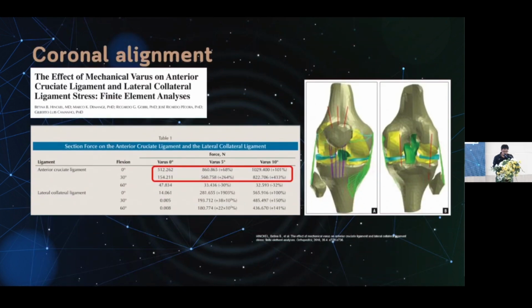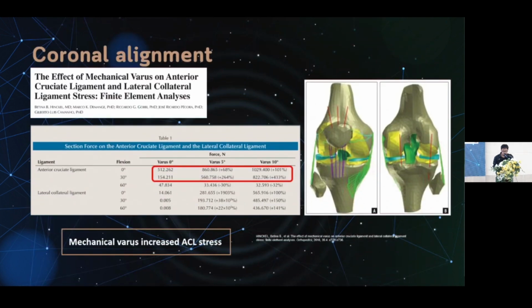And the study by Bettina Hingel on mechanical varus and ACL stress found that mechanical varus, as a result of ligamentous deformity of less than 10 degrees, was responsible for increased ACL stress, particularly at 0 and 30 degrees of knee flexion.